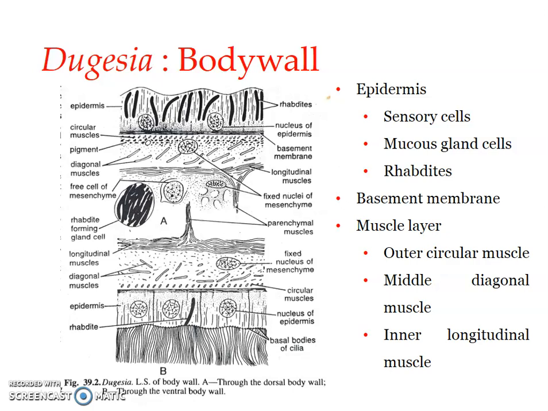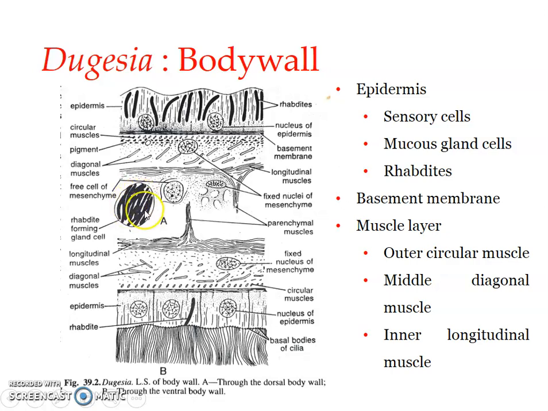The rhabdites are produced by rhabdite-forming gland cells which are present close to the muscle layer. These are usually found below the epidermis, in the mesenchyme position.